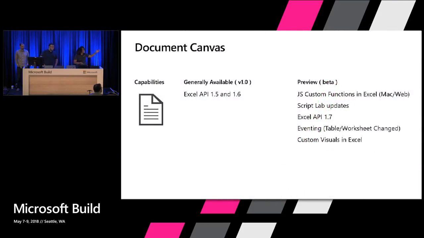But here's, overall on document canvases, some of the things that we wanted to talk to you about today. We have Excel API 1.5 and 1.6 in general availability. As I mentioned earlier, 1.7 will be coming out shortly. It's in preview. You can try that out using Script Lab. And the custom functions are also available through the developer preview for you to try out as well.